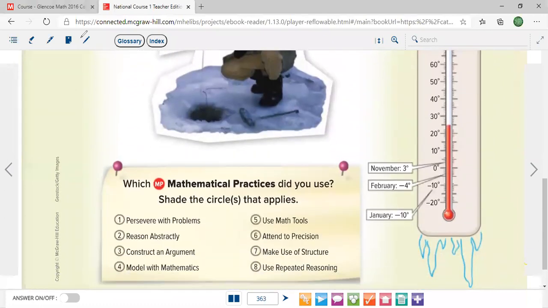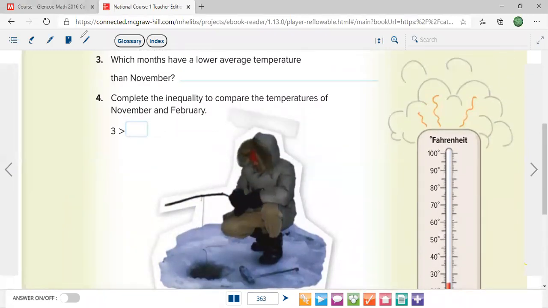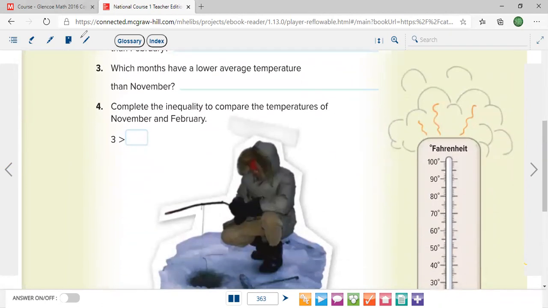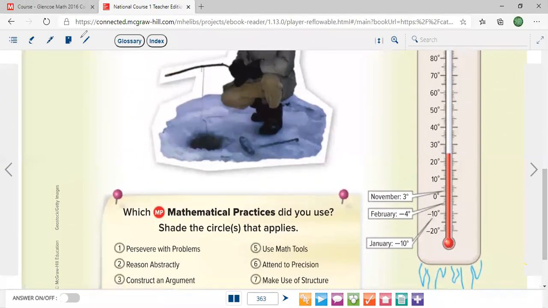So you have here these temperatures. January is negative 10 degrees Fahrenheit. February is negative 4 degrees Fahrenheit. November is 3 degrees Fahrenheit. And we need to make labels for December, negative 6.5 degrees Fahrenheit, and March, 11. So where is March? Of course, it's above the zero, 11 above the zero.